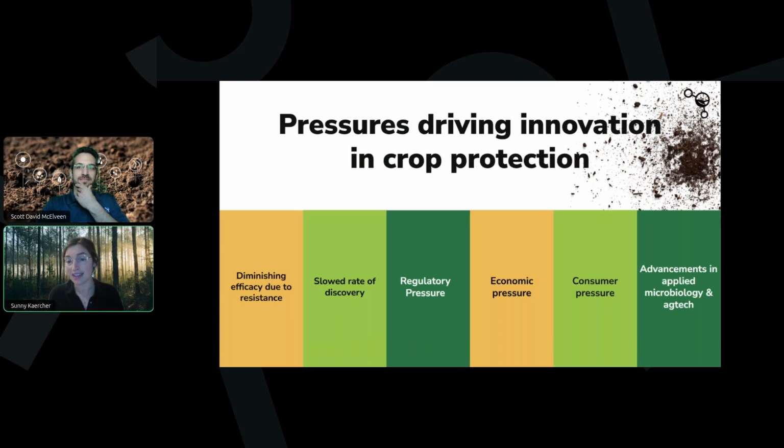And then lastly, advancements in applied microbiology and ag tech. On the one hand, this is actually driving innovation. And on the other hand, it can complicate how to bring the product to market and also decide whether or not it's going to get applied on a particular field. Yeah, five of these drivers are push factors. They're pressures on the contemporary way of managing crop protection. The last one, at least, is a positive pull factor: development of peptides, RNA tools, biocontrol agents that are showing promise for improved crop protection.